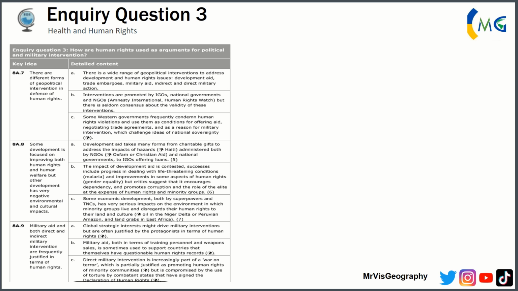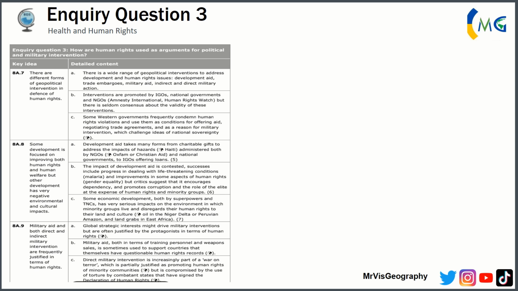The first one is we look at different forms of geopolitical interventions in order to defend human rights. We look at development aid. We look at trade embargoes, military aid, direct military action. We looked at the role of NGOs and IGOs. We have a look at the role of some governments in the West imposing their views on others.